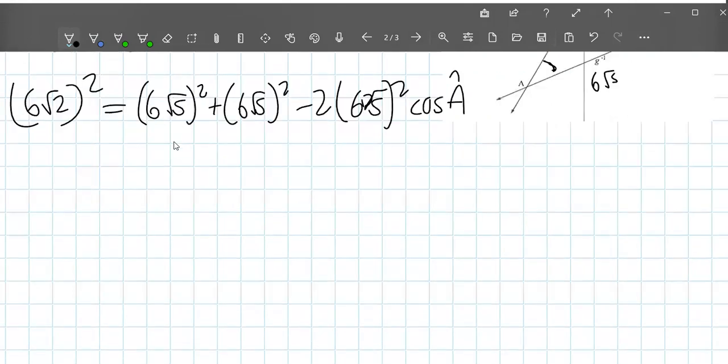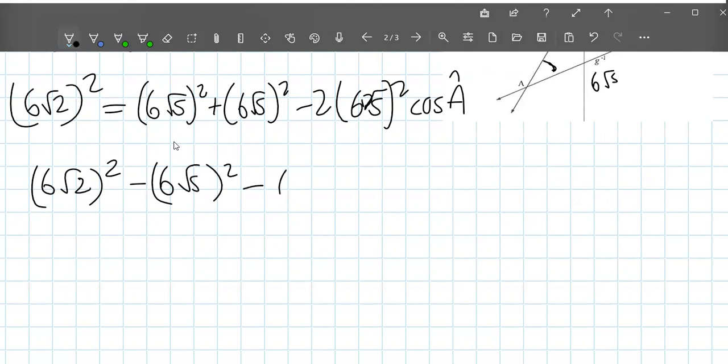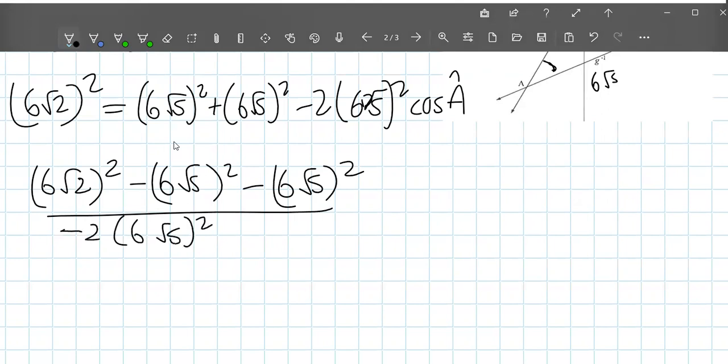Okay, so we just rearrange this: 6 square root 2 squared minus 6 square root 5 squared minus another 6 square root 5 squared, all divided by minus 2 times 6 square root 5 squared. This is equal to cos of angle A. I put all of this onto my calculator quickly. I'm just using a Casio calculator. My calculator gives cos A equal to 4/5.